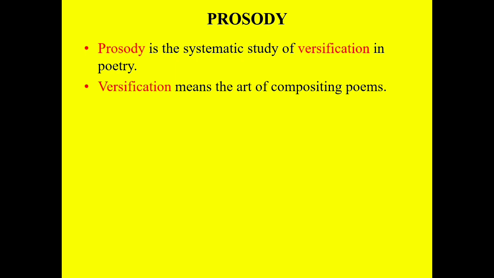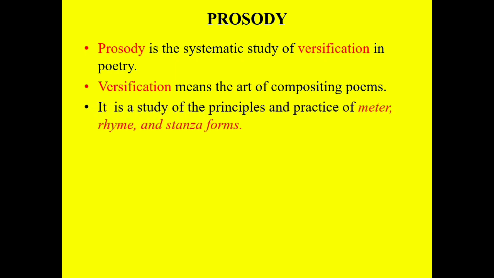Now what are the requirements to write a poem? Let us see. We require elements like meter, rhyme and stanza forms. These are the basic elements of poetry required to compose or write a poem. And these elements are studied in detail by the subject of prosody. So that's why prosody is the study of the principles and practice of meter, rhyme and stanza forms.